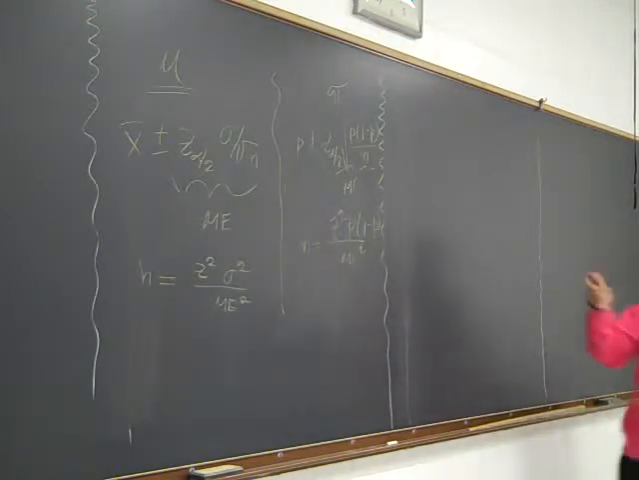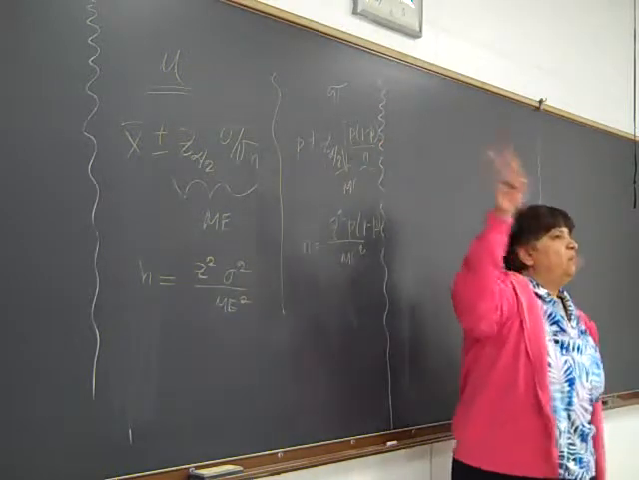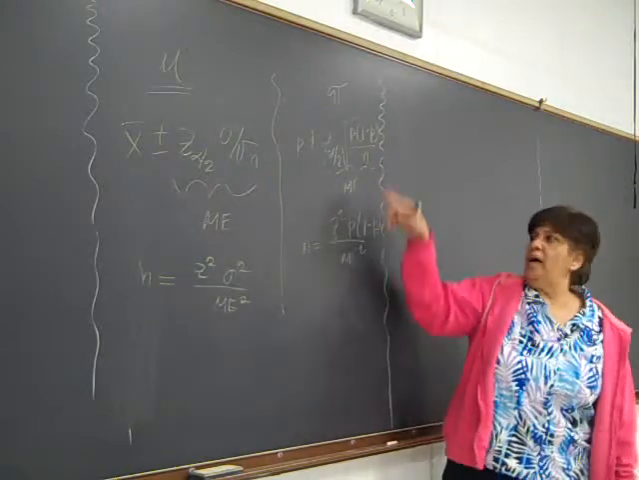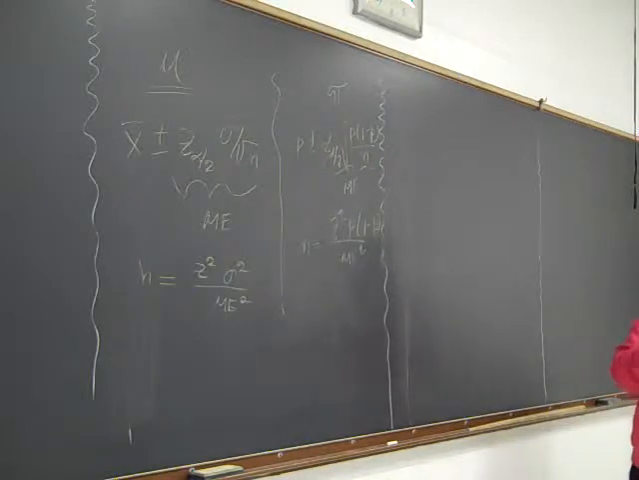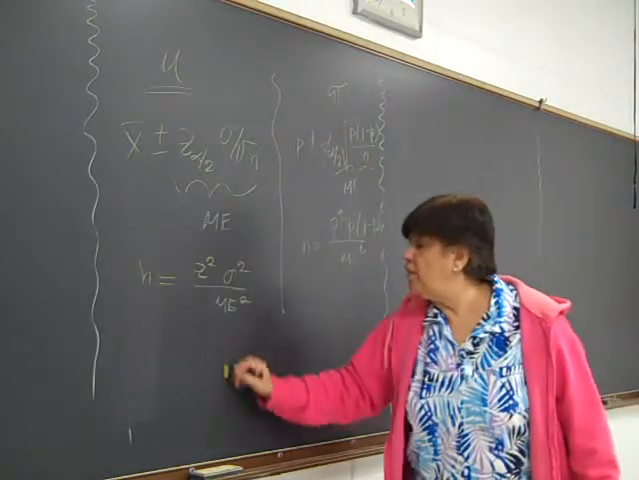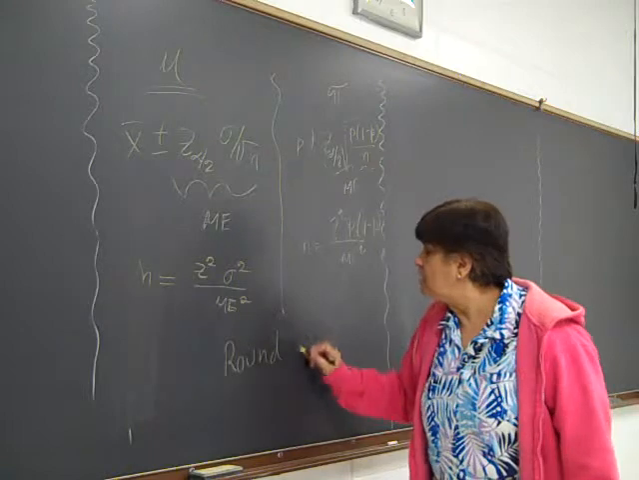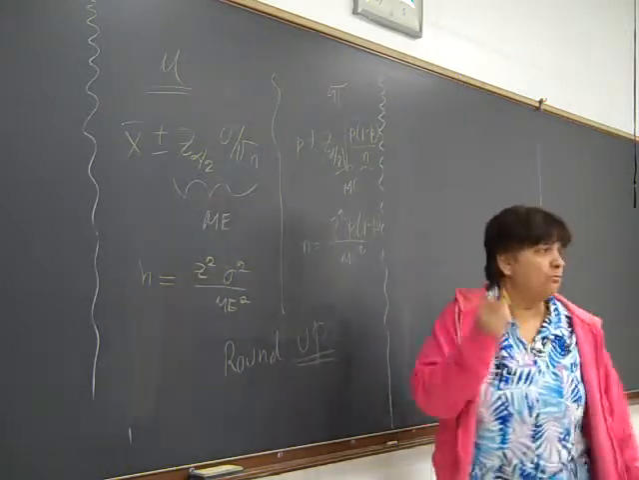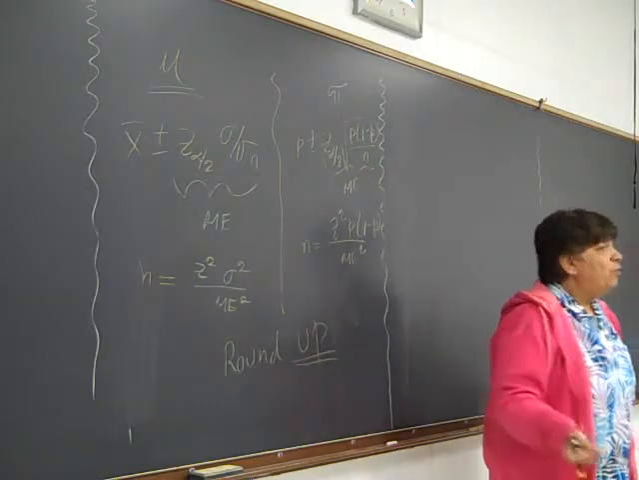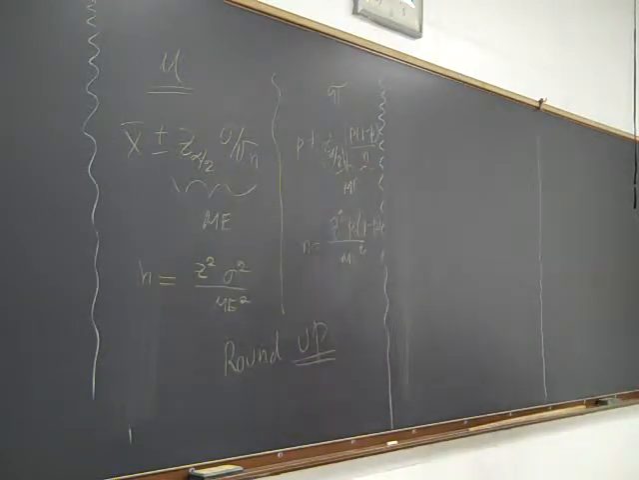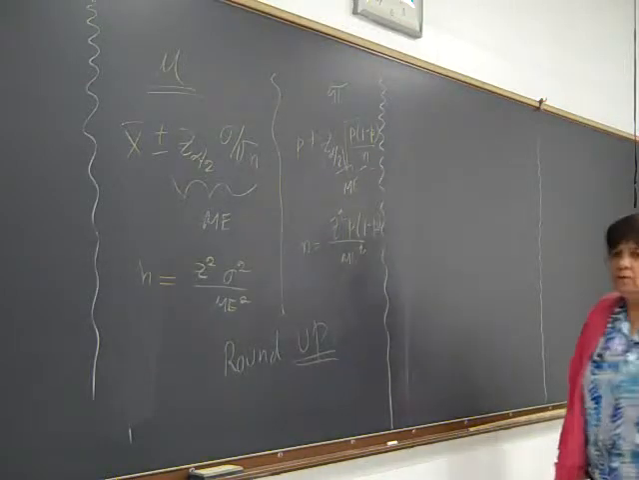Why? Because this side of the equation is already squared, so I square it to get my n. That's it. And after you do that, you have to round up. Always round up. If it's 3.75, it's 4. If it's 3.1, it's 4. It's always round up. That's it. Let's do a couple of problems.